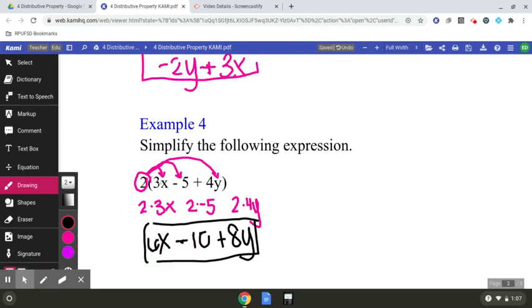So again, you started with 3 terms in the parenthesis. You're ending with 3 terms as your answer because you're multiplying to all of those terms. They're each getting, remember, like that piece of candy, that number on the outside.